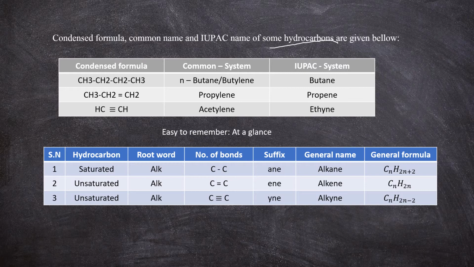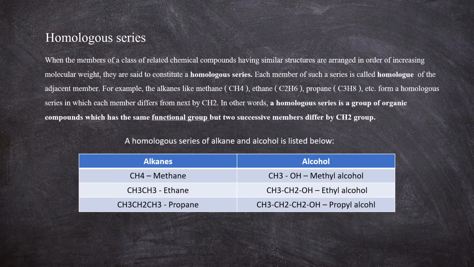Alkane, alkene, alkyne. I had also discussed the general formula: CnH2n+2 for saturated, CnH2n for alkenes, and CnH2n-2 for alkynes. Okay, so let's discuss homologous series.